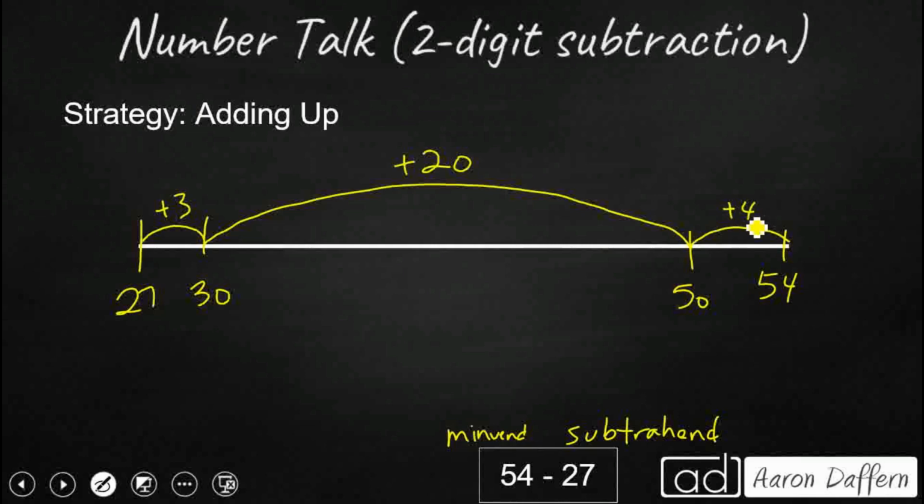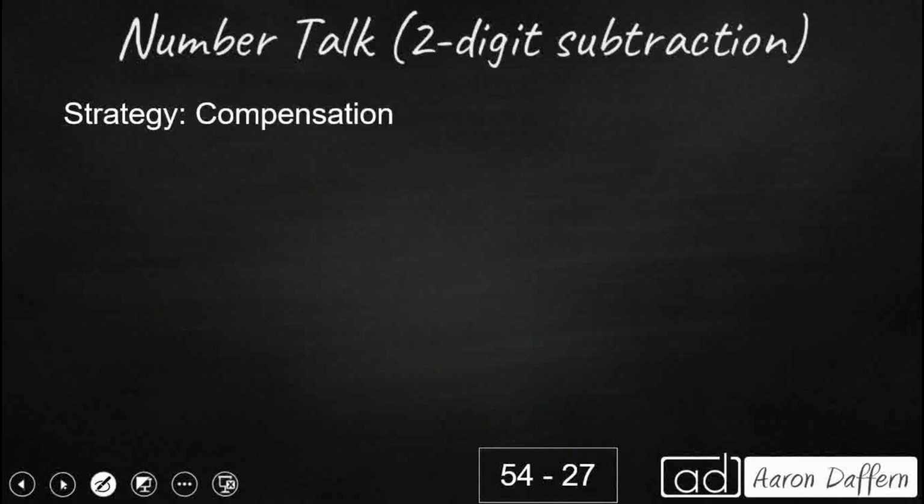So we get 3 separate jumps, all different sizes here. So 3 and 20 is 23. Add the 4 is 27. So hopefully you got this difference when you're subtracting in your head of 27.